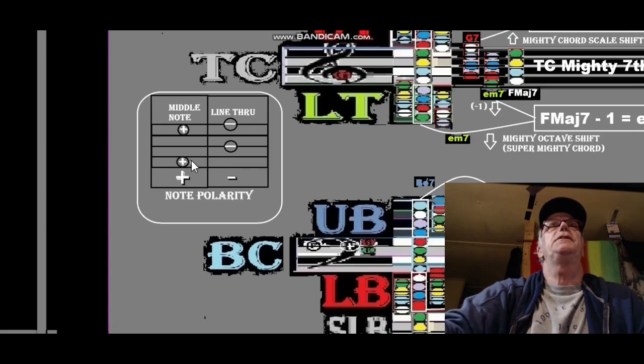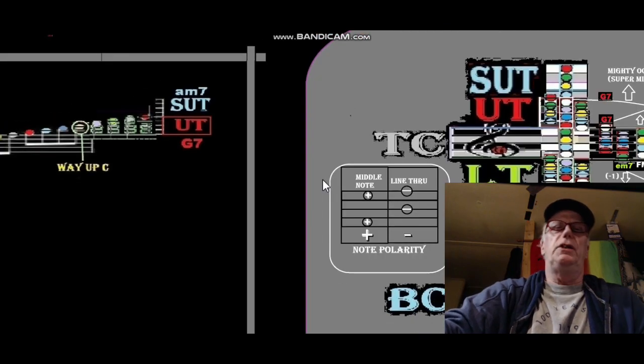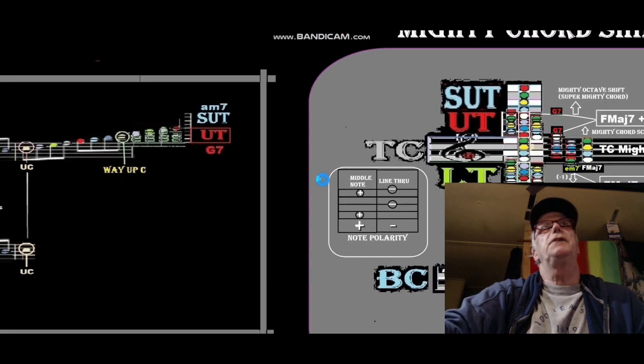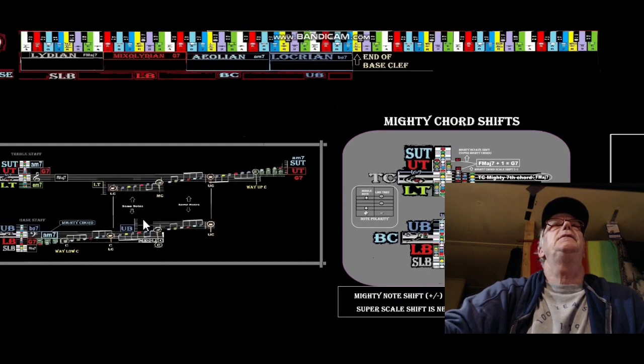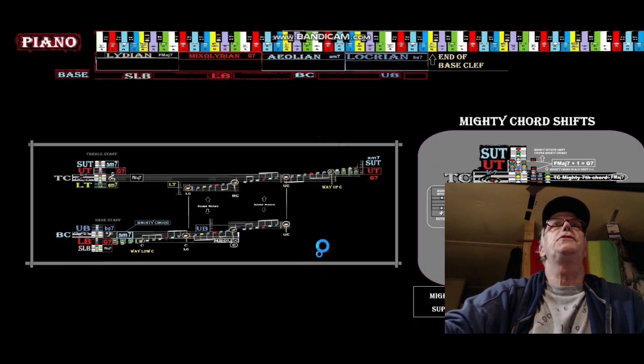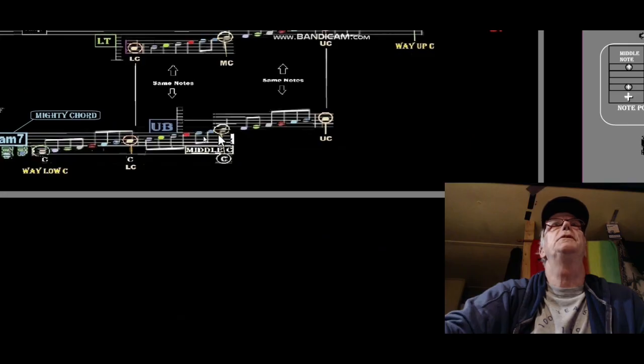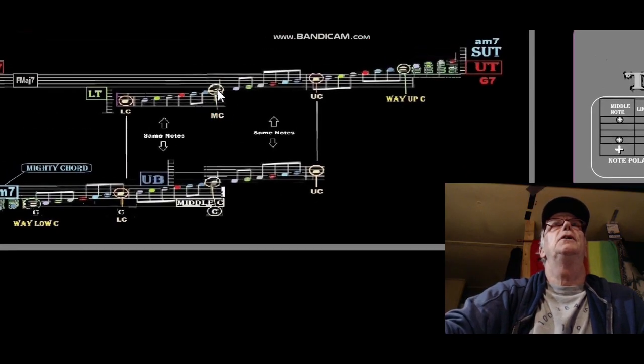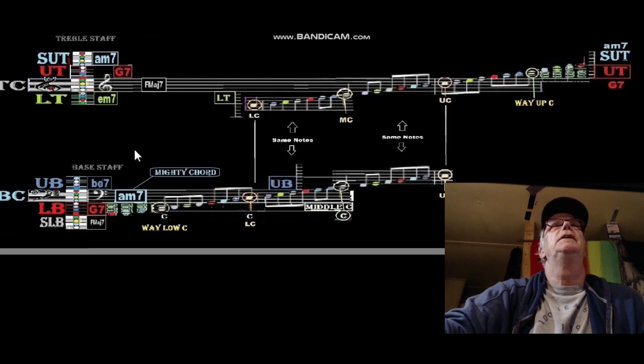Notes on the line are positive, between line notes are negative. You could say that, but I'd rather just call it in between line notes or line through notes. And the same thing, we've talked about it on this particular diagram here that shows the overlap zone. So here's middle C right here, here's middle C right here. In the lower treble clef, it's below the treble clef, it's above the bass clef there.